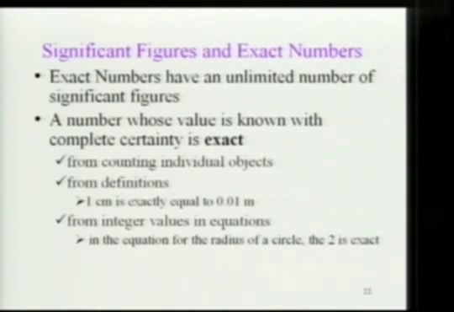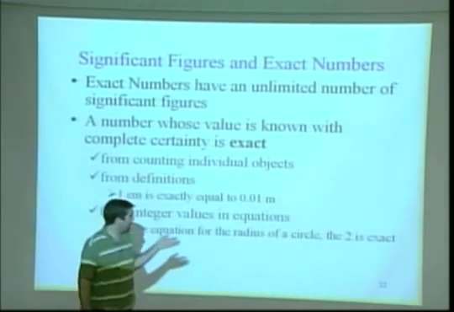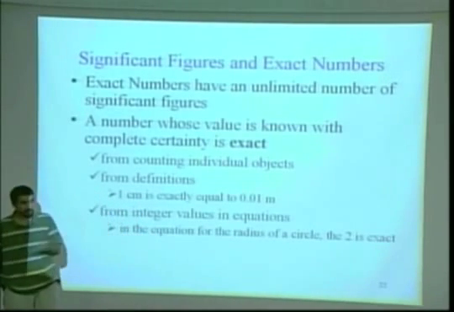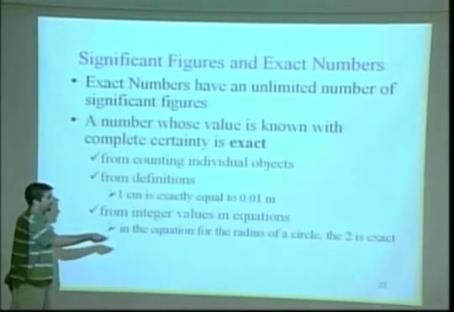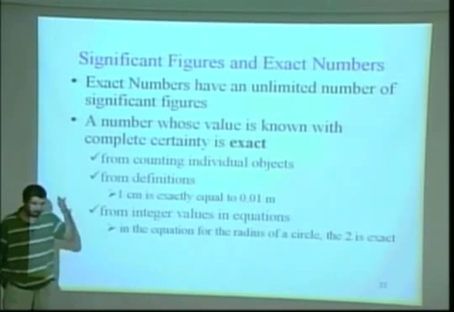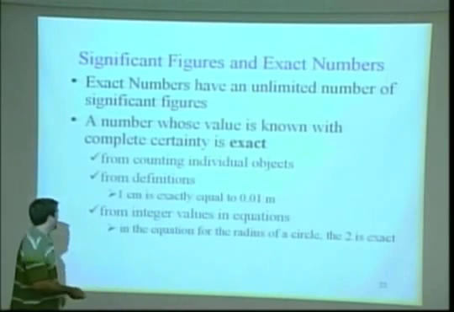For example, 1 centimeter. How do you define 1 centimeter? Well, centa means 1/100th of something. So a centimeter is 1/100th of a meter. That's its definition. You could put infinite amounts of zeros after the end of that, and it's not going to matter, because that's how it's defined. Okay? It's not a measurement.